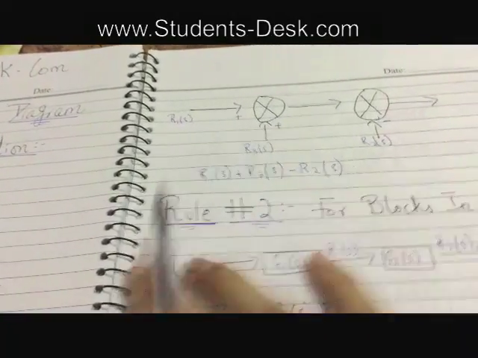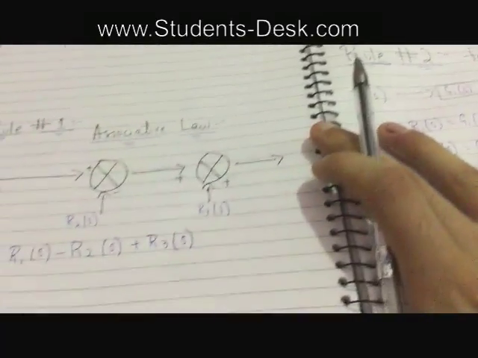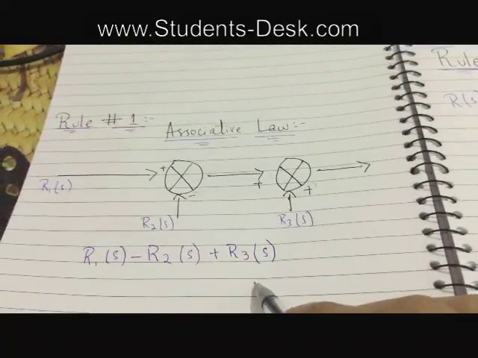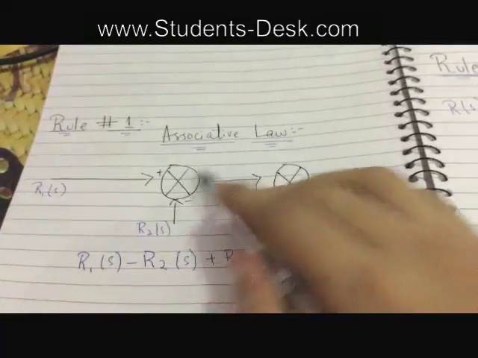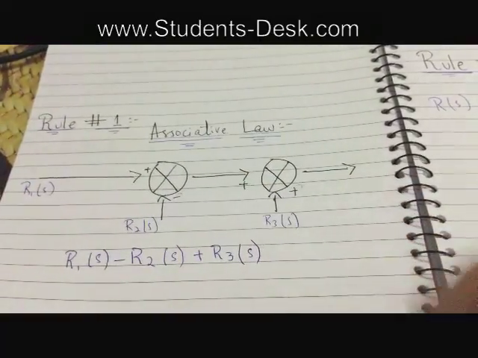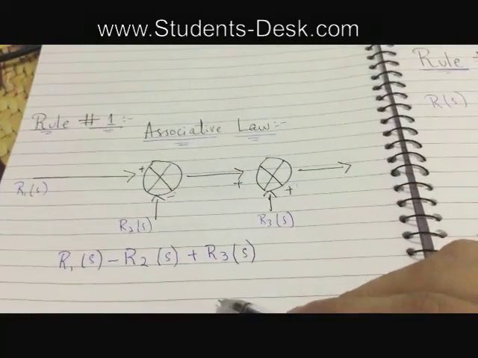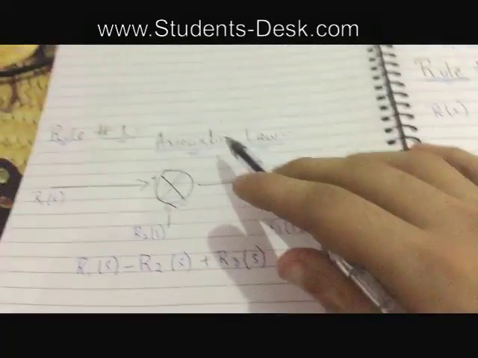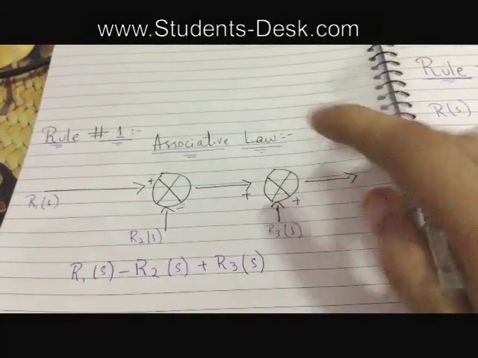So this equation and the previous one are not identical. Meaning if we change the summing points or signs, then the output will not be the same, and this is what the associative law explains.